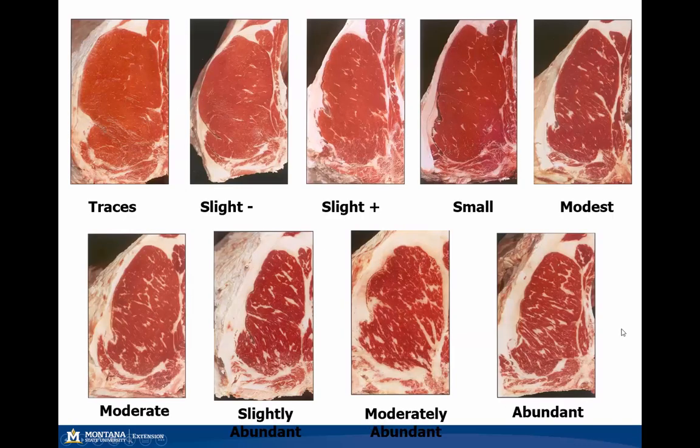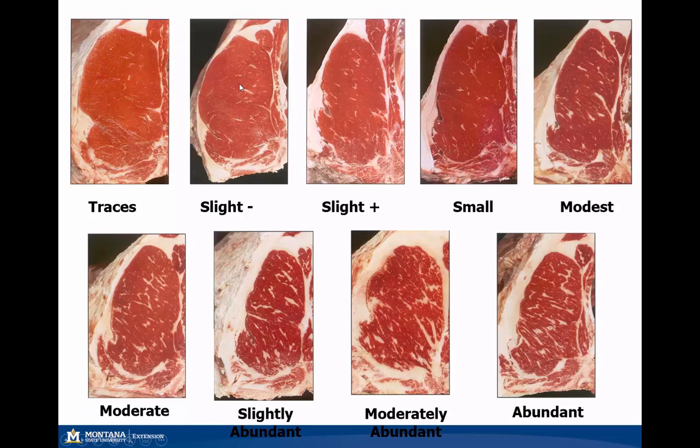To look at pictures that go along with our quality grades, in the top left here we have a traces. As you can see, there's very, very little flecking of marbling within this steak. Now we don't consider these large flecks as part of that marbling score. And as we can also see, which we'll get into more in yield grade, very little back fat up here. Thinner animal, not quite finished.